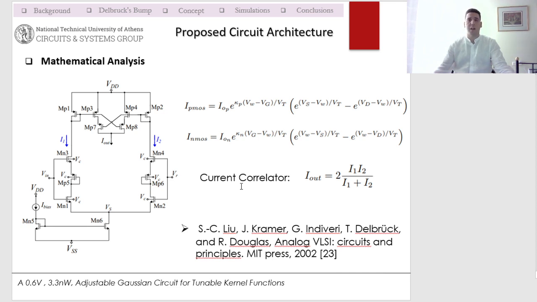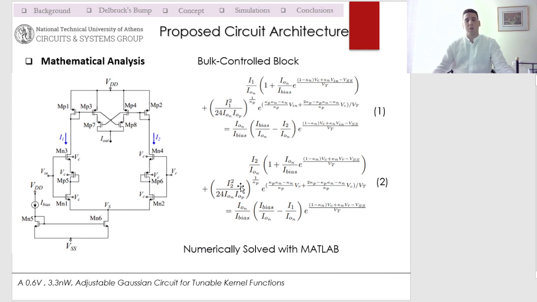The other parameters are Vτ, which is the thermal voltage, kappa P and kappa N, which are the slope factors for PMOS and NMOS respectively, and the characteristic currents IOP and ION for PMOS and NMOS respectively. For every transistor, we use a scaling factor M to capture the relative W over L according to transistor dimensions. The third expression is the current correlator expression. Equations 1 and 2 are numerically solved using the MATLAB fsolve function, and the current correlator equation.